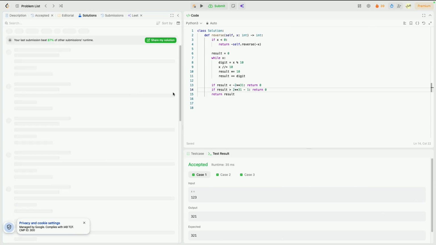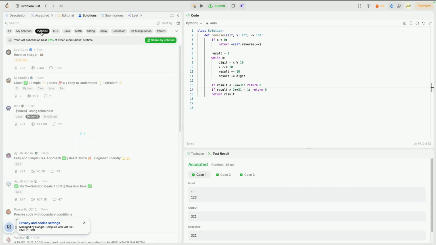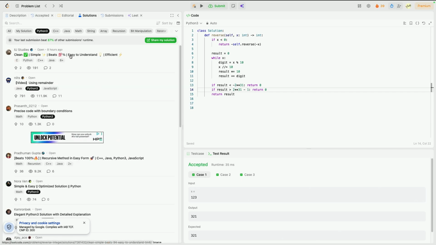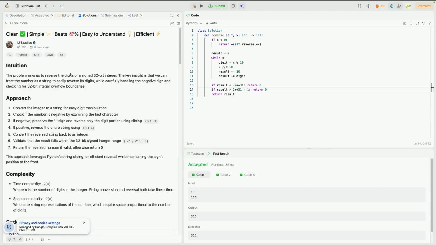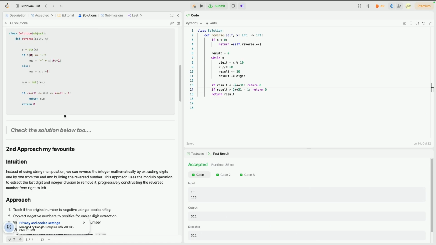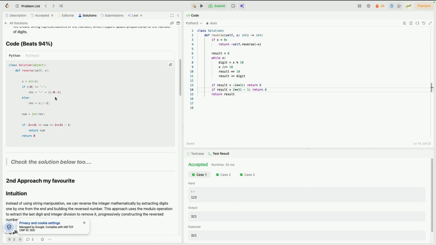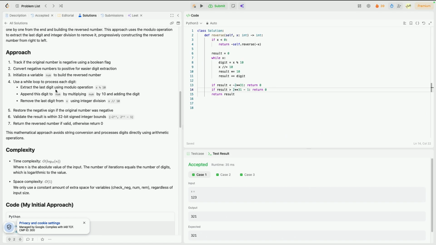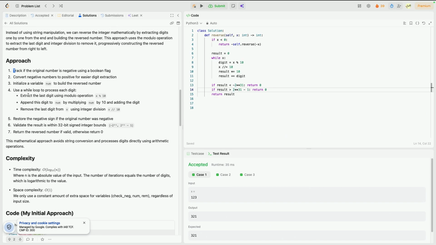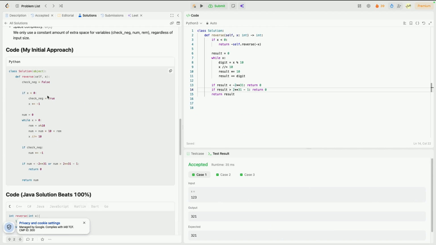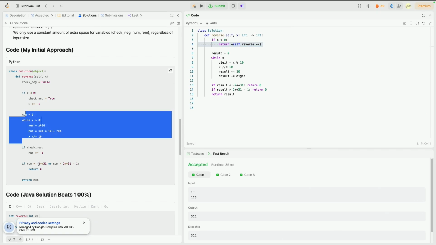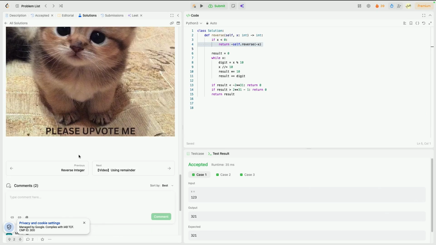So let's now look at some solutions. I'm kind of curious to see how they solve that. Python, clean, simple, beats 100%, easy to understand. All right, surprise. So that uses string manipulation. So that's kind of also cheating. Now, the second approach here looks like our approach, but it keeps a flag for the negative instead of calling itself. And then it does exactly the same thing.